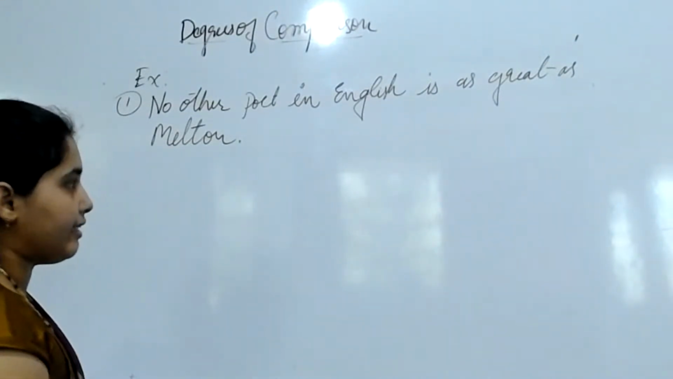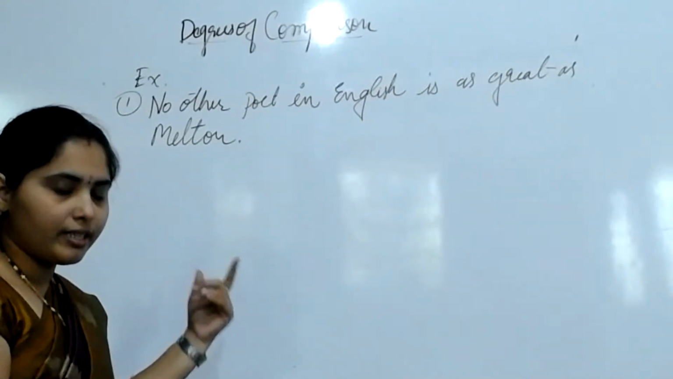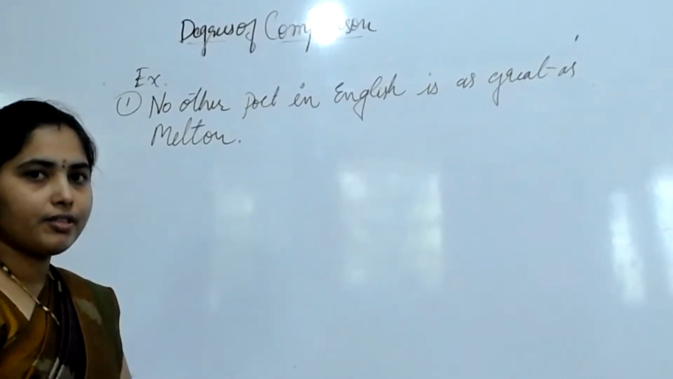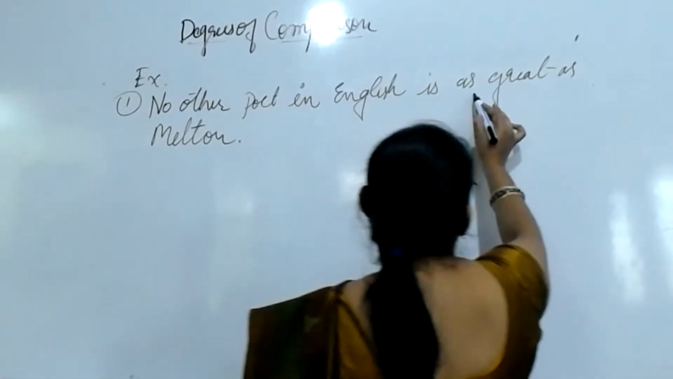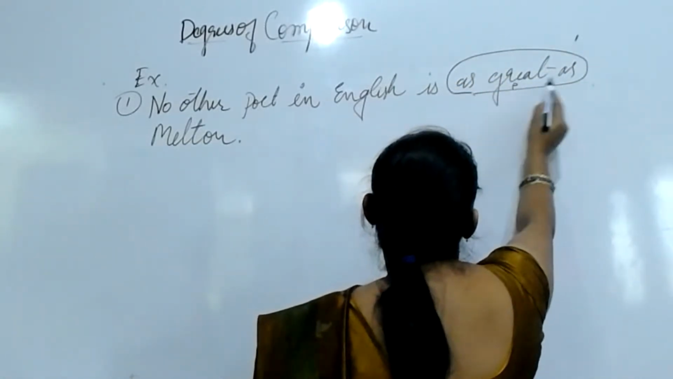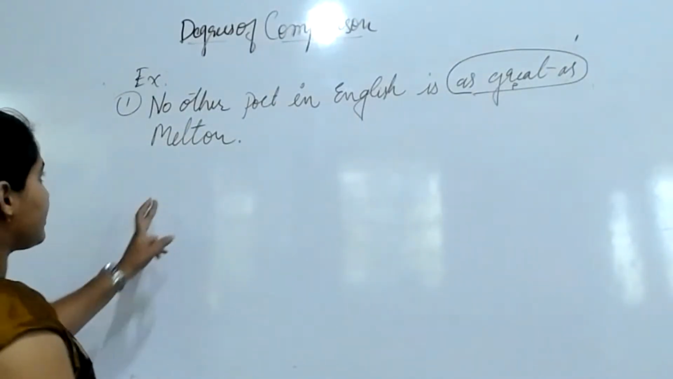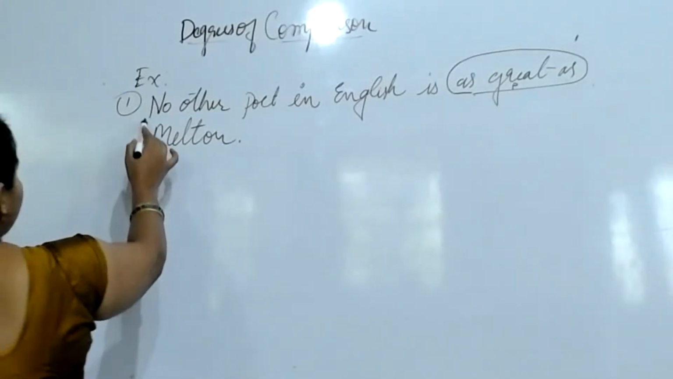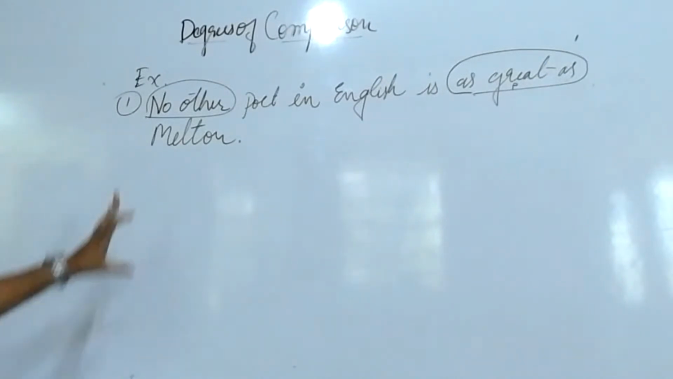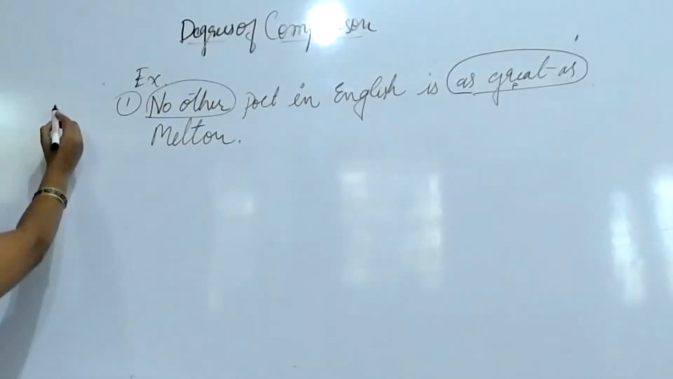No other poet in English is as great as Milton. Which degree is it? First thing you have to do is identify the degree. It is positive degree, because of "as" and "as". Also the sentence begins with "no other", right? So if the sentence begins with "no other", what do you have to do here? This is the positive degree.